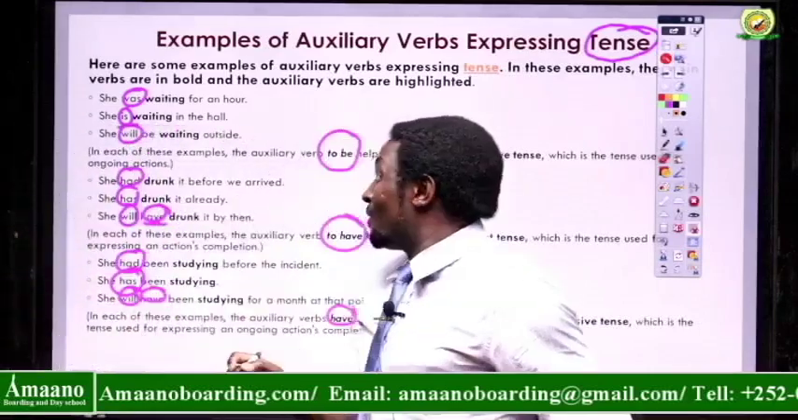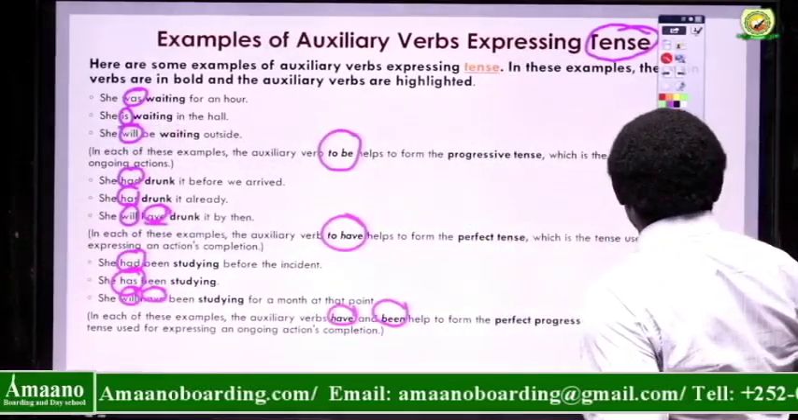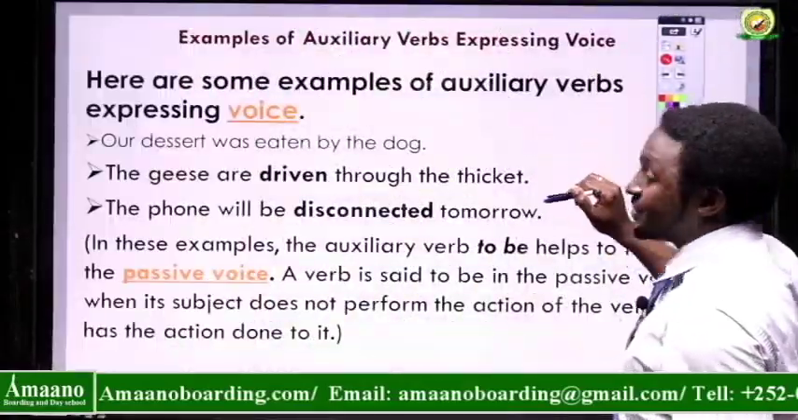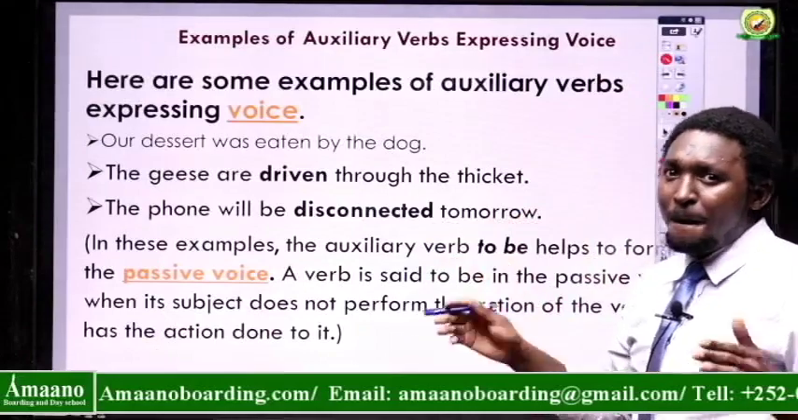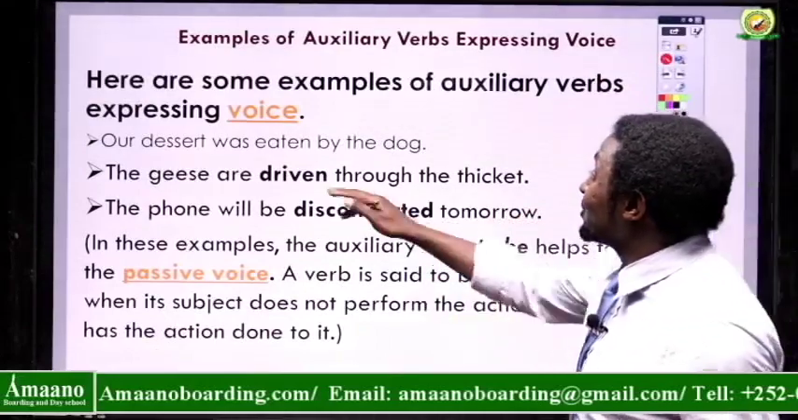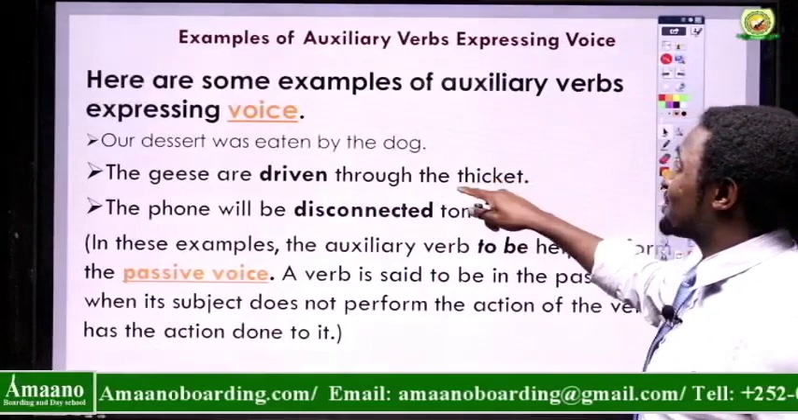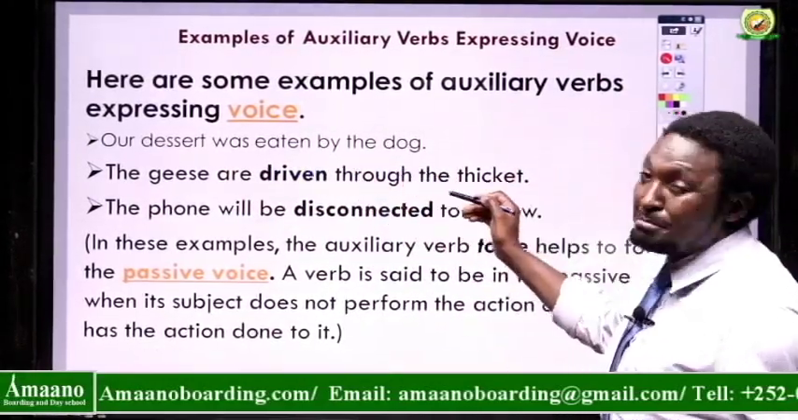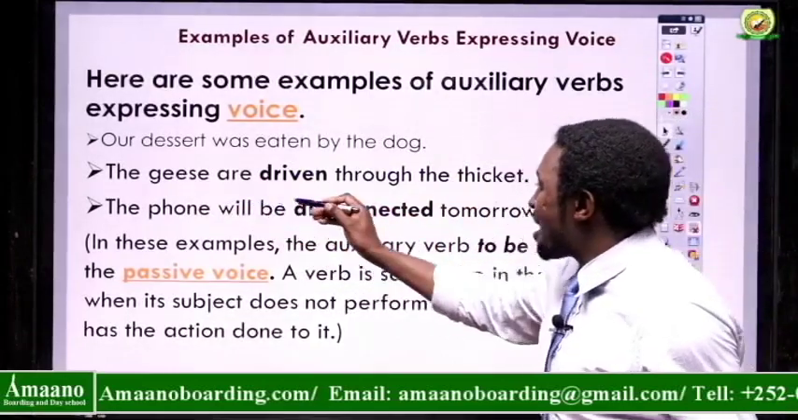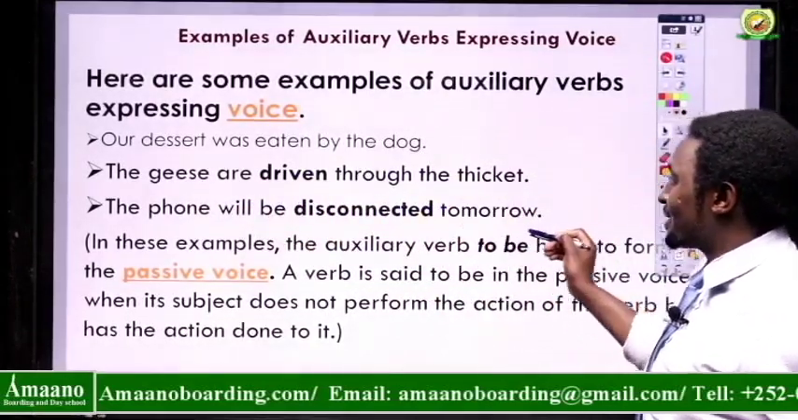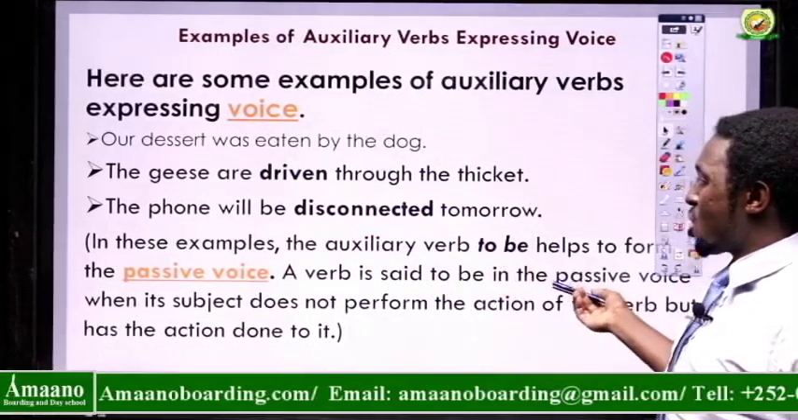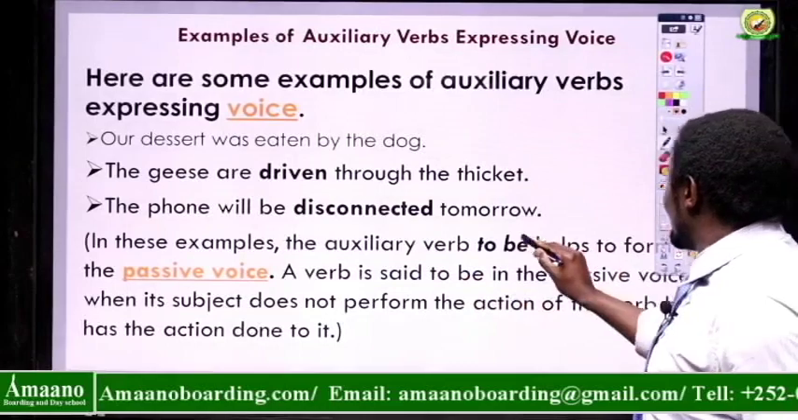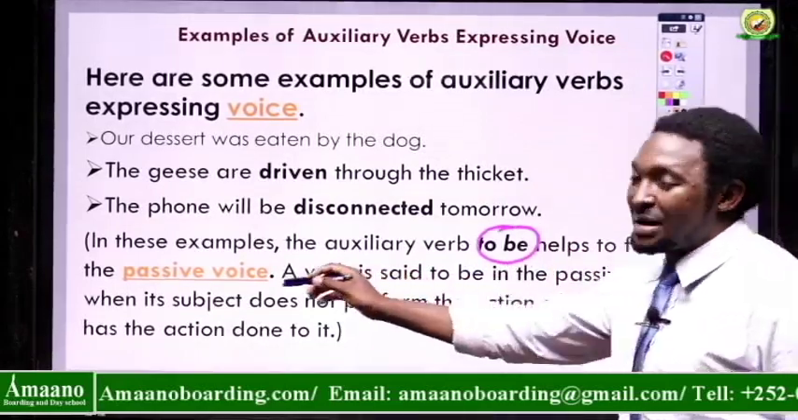Good. Now let us see the auxiliary verbs that express voice. Remember, we have two types of voices: passive voice and active voice. So here are some examples of auxiliary verbs expressing voice. Look at this. Our dessert was eaten by the dog. The geese are driven through the thicket. The phone will be disconnected tomorrow. In these examples, the auxiliary verb to be helps to form the passive voice.